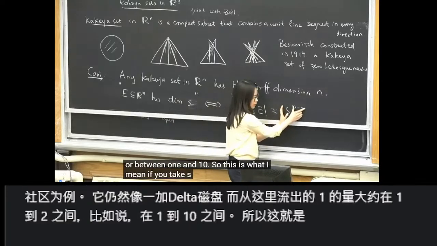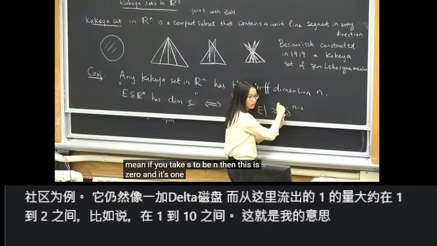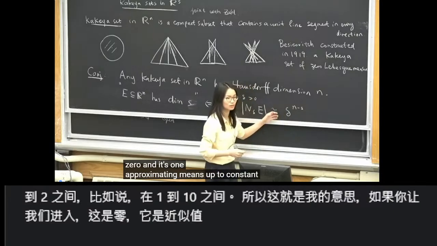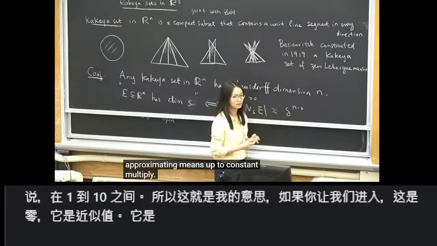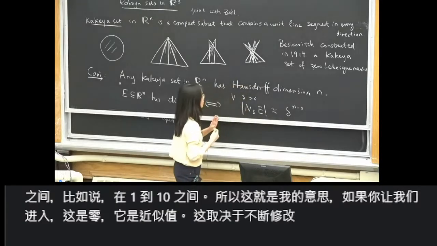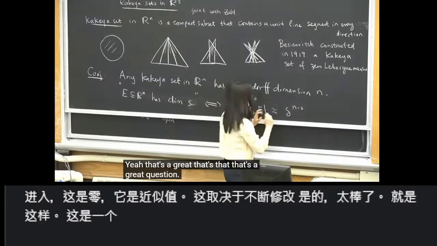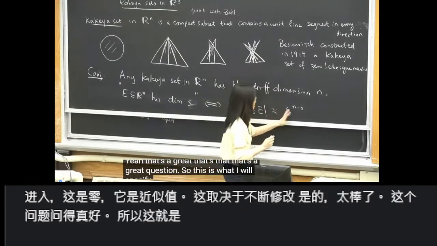If you take S to be n, then this is 0 and it's 1. Approximately means up to a constant multiple. But I guess with the spiky thing, if you measure 0 and take a delta neighborhood of it... Yeah, that's a great question. So this is what I will specify in the end.